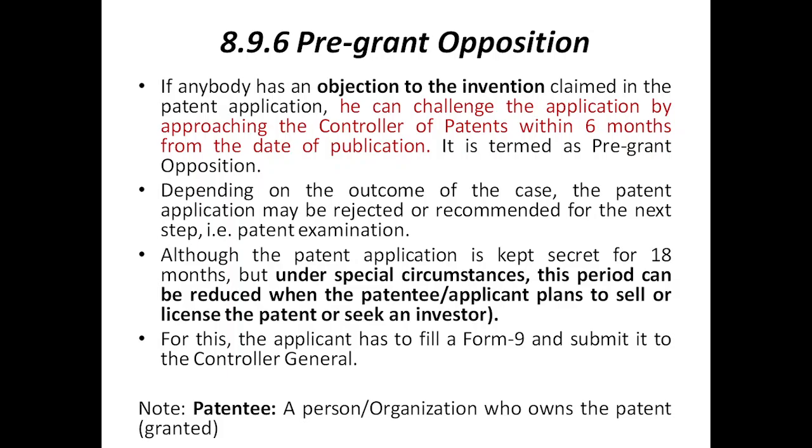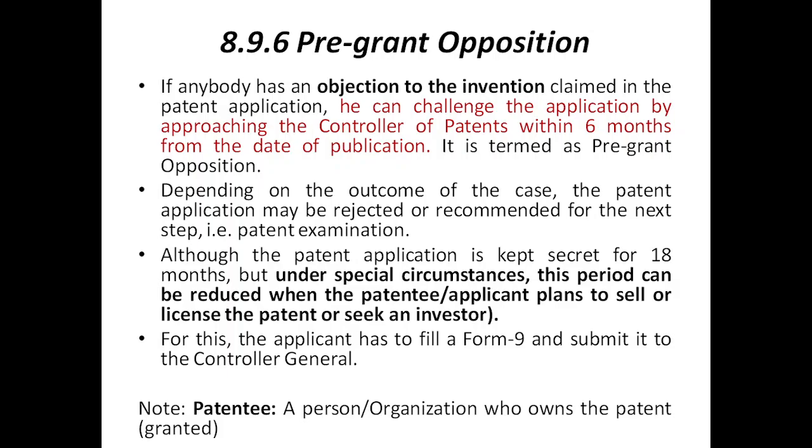So this is what pre-grant opposition is. Before the patent is granted, anyone can challenge your patent application. It can be 6 months to 1 year maximum. Within 6 months they have the time to object. If nobody objects within 6 months, it means there is no objection to your invention, and then you can file for examination. After the examination process, if it is approved, you will get a grant, or else they will reject it if you don't answer the examiner's queries. That will be a separate topic, we will discuss it later.